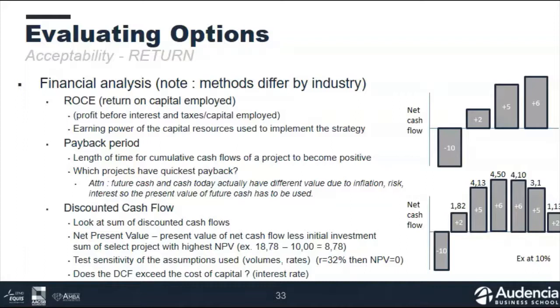How much would the interest rate have to change to bring that net present value to 0? In this case, the rate would have to be about 32% to bring the net present value to 0. That tells us how sensitive this measure is.